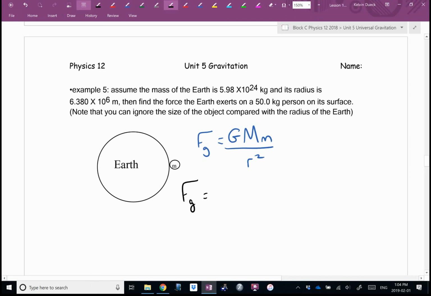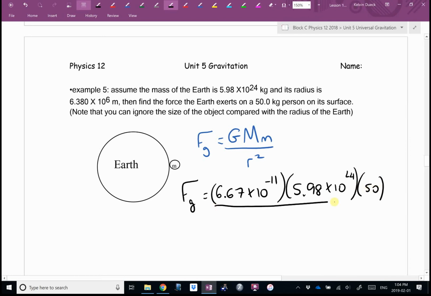What was big G? 6.67 times 10 to the negative 11. Big M, 5.98 times 10 to the 24th. Little m, 50, divided by 6.38 times 10 to the 6th squared.